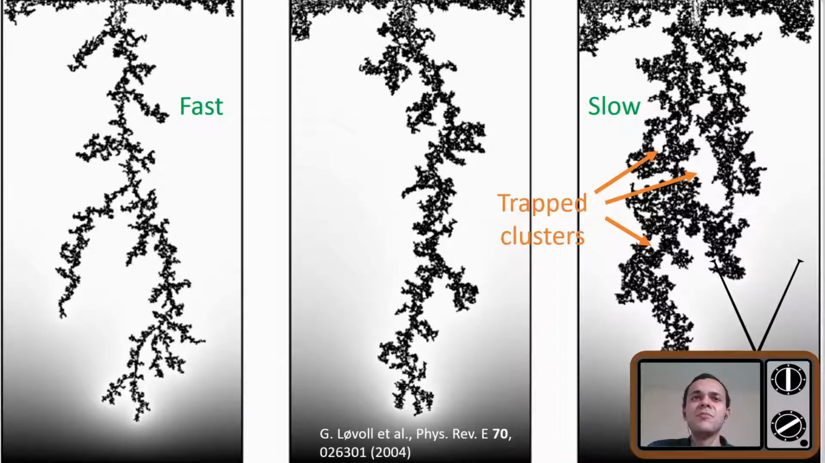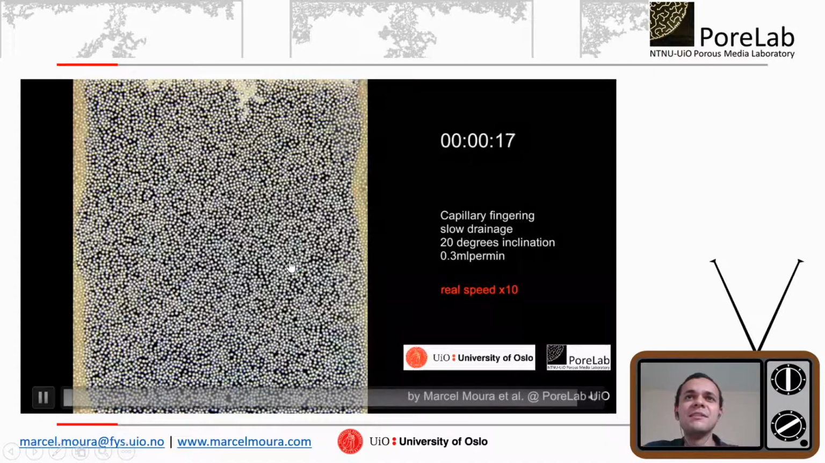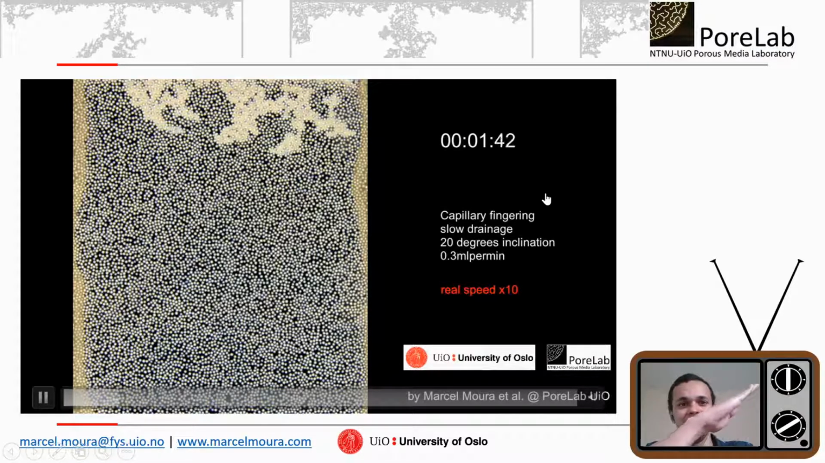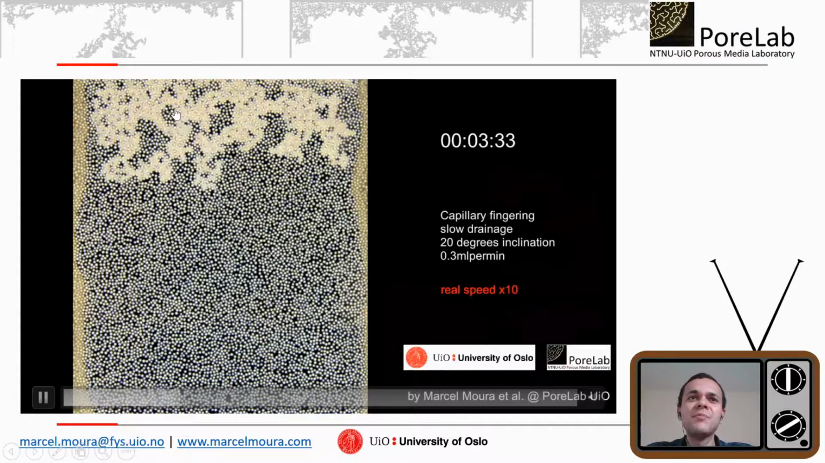As I said, this goes from fast on the left to slow on the right. One interesting thing to see is that whenever you have these slow experiments, you typically have these trapped clusters. Those are commonly found in slow drainage experiments. You can see how the trapping happens in this video. This is 10 times faster than real life, and the model is tilted by 20 degrees. Whenever the air phase surrounds the liquid phase, the black phase there, it creates a trapped cluster like this one here. They are very, very frequent, very common.